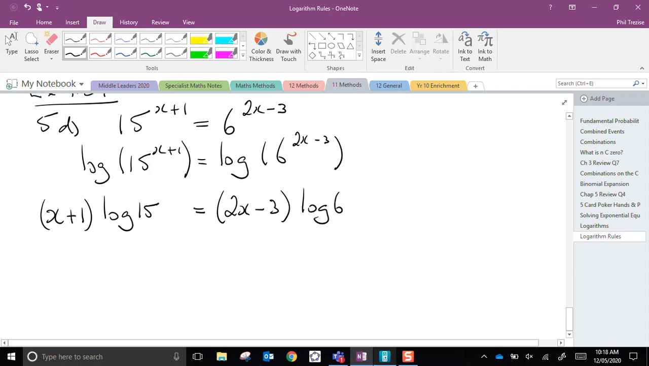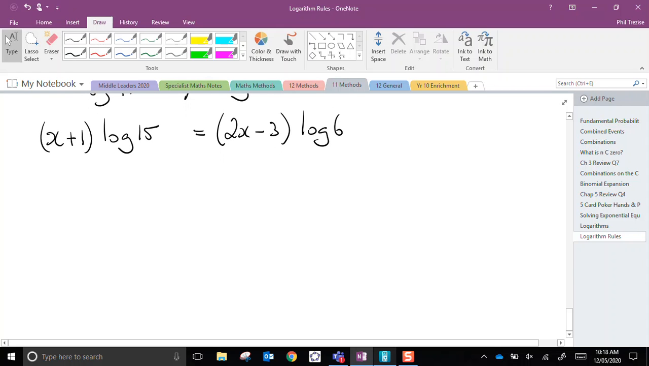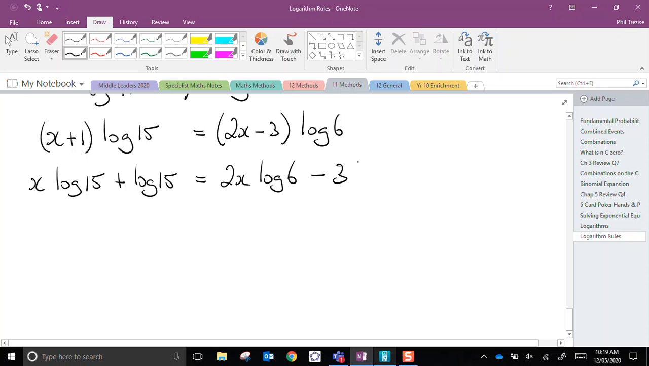Now remember, log 15 and log 6 are just numbers. So if we were to have an equation that looked like this, where it was just a number like 7 instead of log 15, we'd expand out. And we do the same thing here. We have x by log 15 plus 1 by log 15. On this side, we will have 2x multiplied by log 6 minus 3 by log 6.